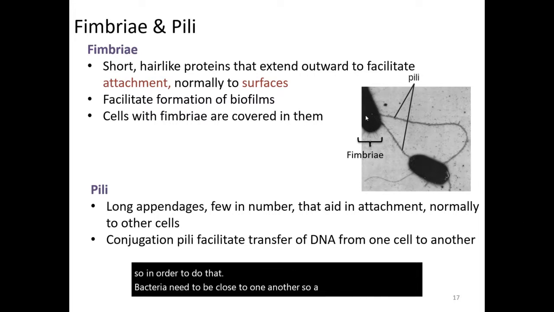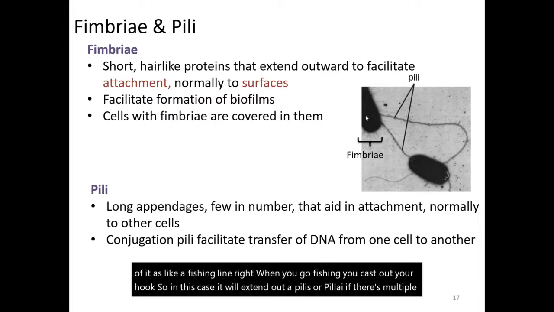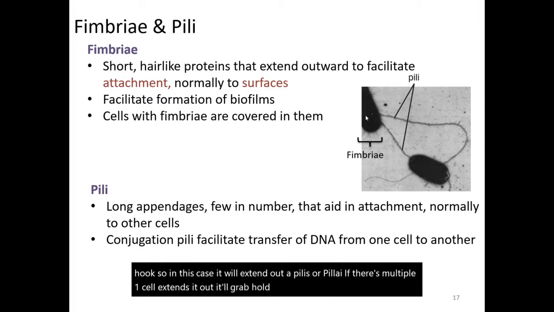So a pilus can be used, I think of it as like a fishing line. Right? When you go fishing, you cast out your hook. So in this case, it will extend out a pilus or pili if there's multiple. One cell extends it out. It'll grab hold of another bacteria, so like a fish in my analogy here. And then what do you do if you do grab a fish? You then bring it into you. And that's what's going to happen: the cell that released out the pilus, once it grabs hold of a neighboring bacteria, brings it in so that they're neighbors. And then in more detail, we'll cover later, they can share DNA. So it's pretty cool. So the pilus, again, helps attach to a neighboring cell and bring it close to one another.